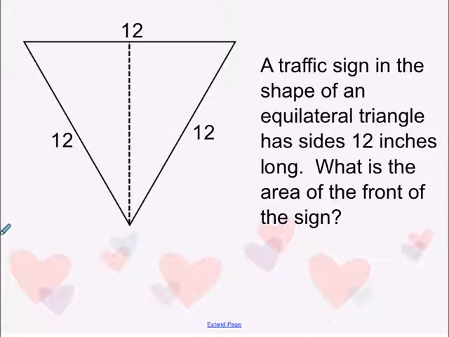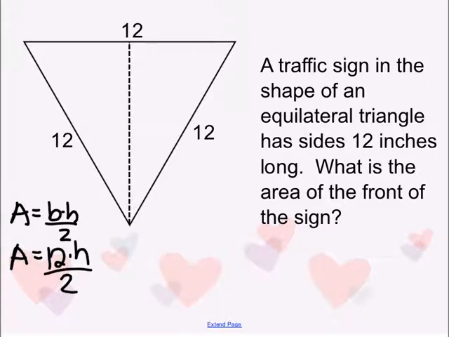A traffic sign is in the shape of an equilateral triangle. It has sides of 12 inches long. What's the area of the front of the sign? Well, remember that if we're finding the area of this triangle, we're going to need base times height divided by 2. And I know that my base is 12. Unfortunately, this dashed line, that's my height, but I don't know that yet. So, let's figure it out. And in order to find that, I actually am going to cut this into a right triangle.